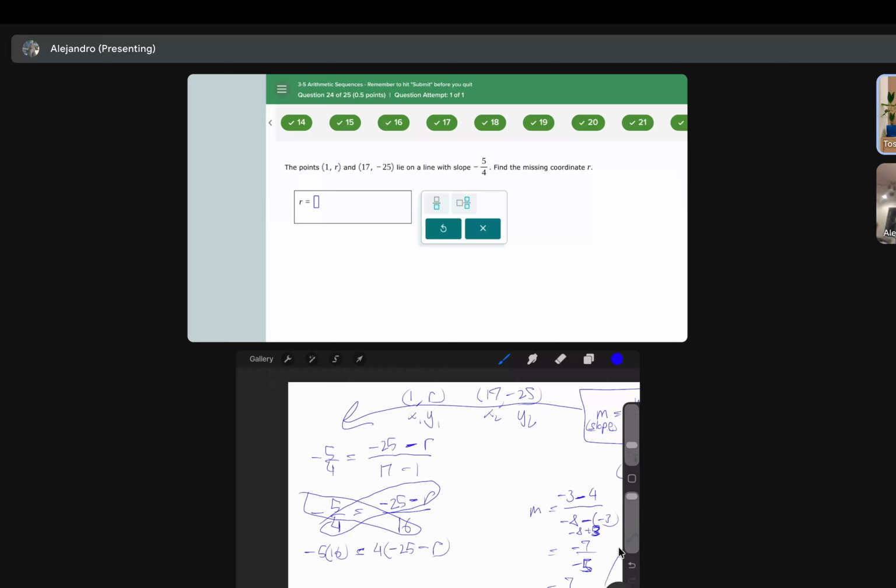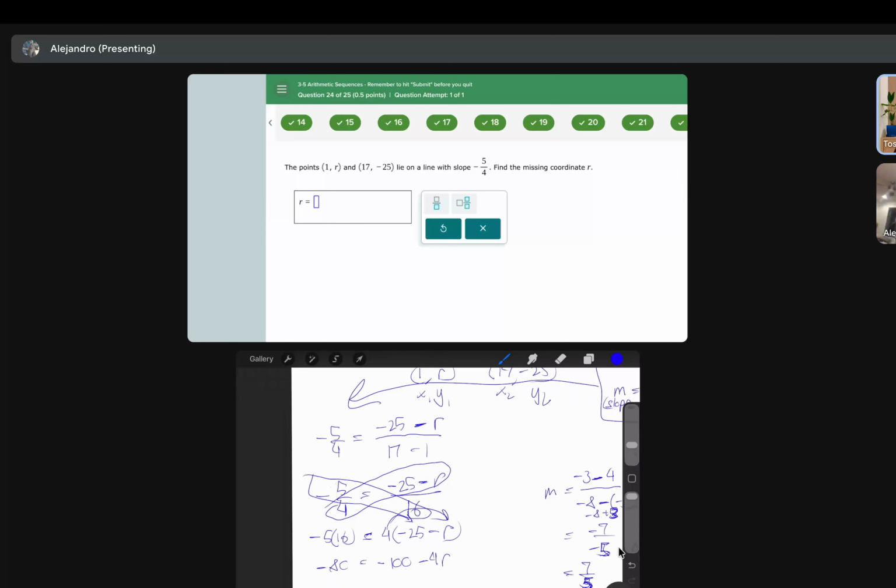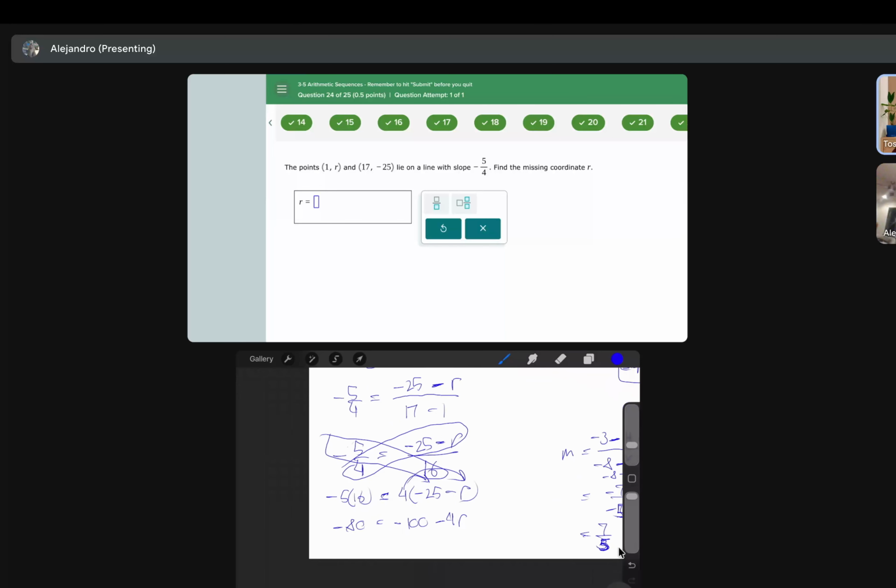Is that okay? Okay. Then you do 5 times 16, but it's negative. Negative 5 times 16. Use the calculator if you have to, just to make things quick. So it's negative 80. Distribute. It'd be a negative 100, 4 times negative 25, minus 4r. So far, okay? Since the r is on the right side, I'll leave it there. So I'll go ahead and add both sides by 100.